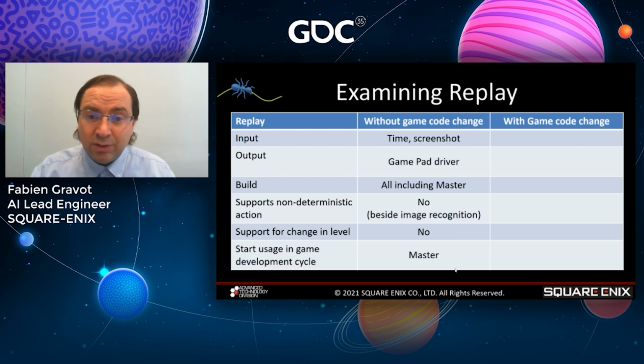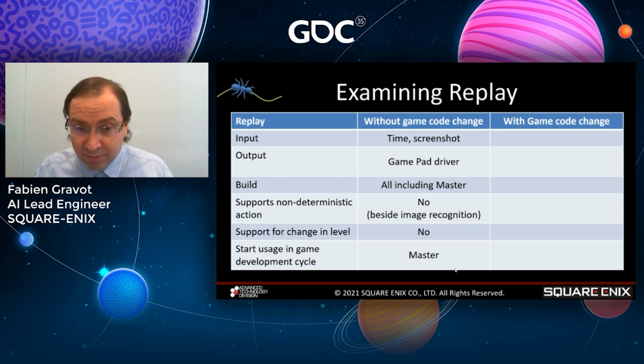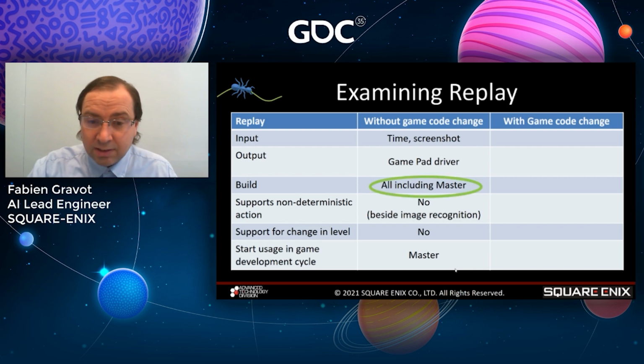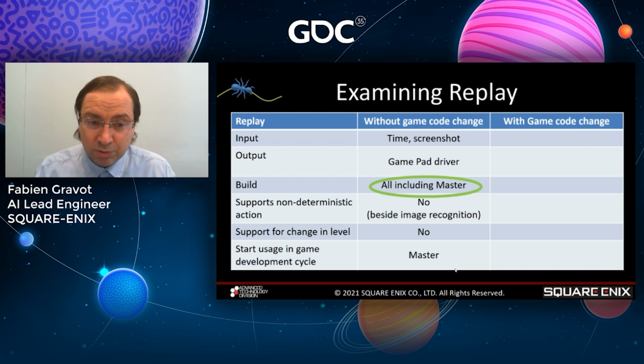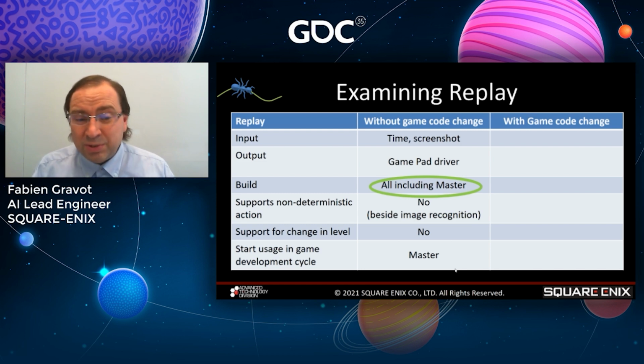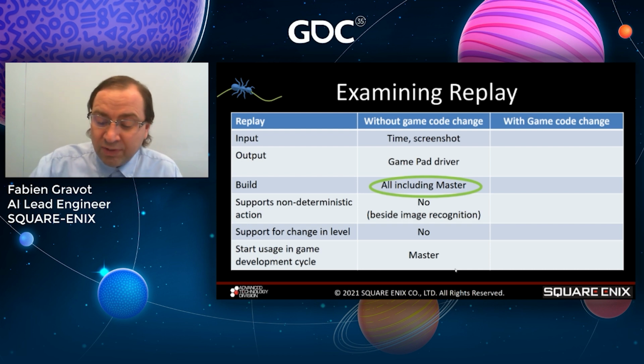Things that are done without game change. What you can do to control your input is basically the screen, and you can control time. You can control the game through the gamepad driver, and the good thing is you can test the final release of your game, the one that your users will be using. The bad thing is that it will be really hard to support non-deterministic actions, and a level change will probably need to rewrite part of the script. So this technique is generally used at the end of the development.